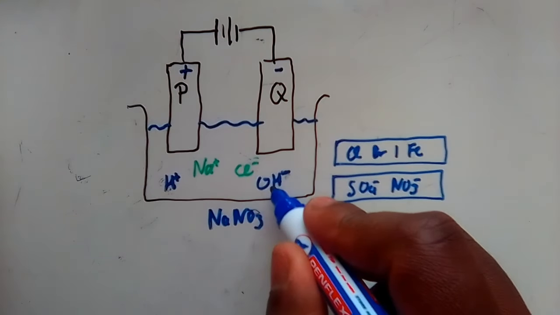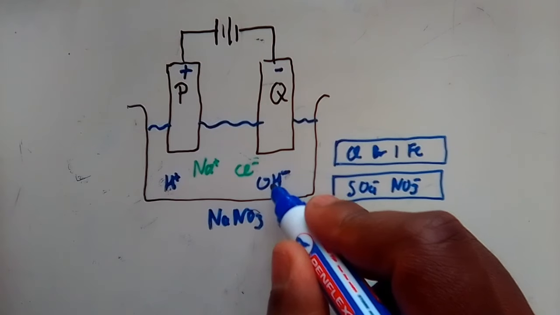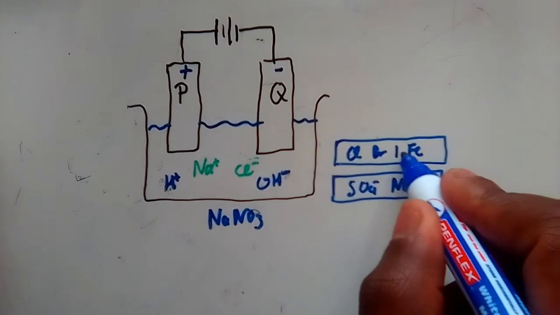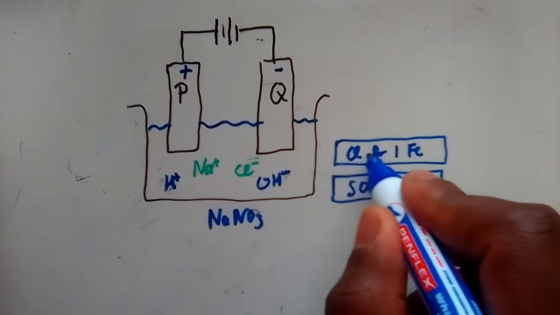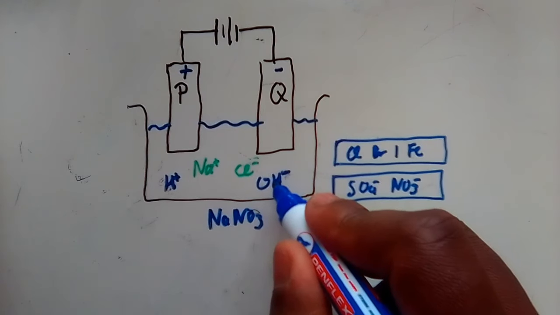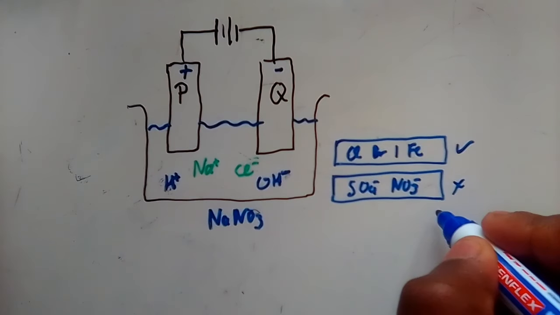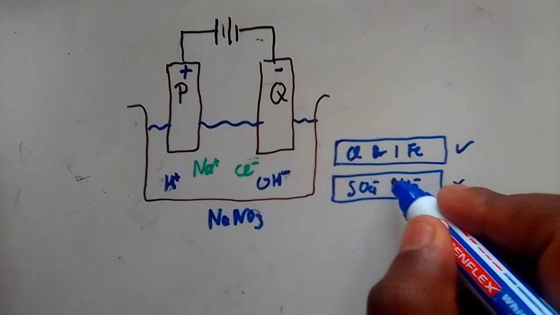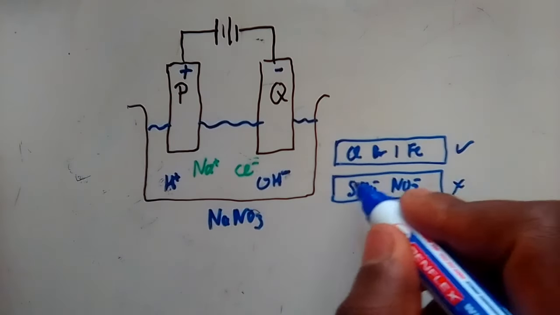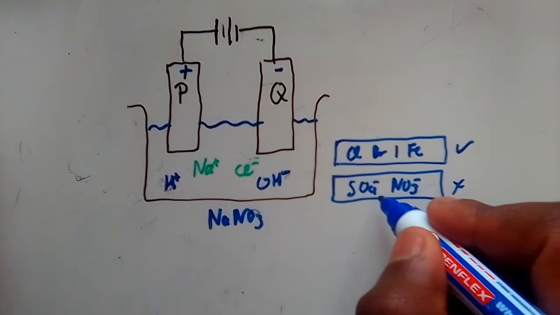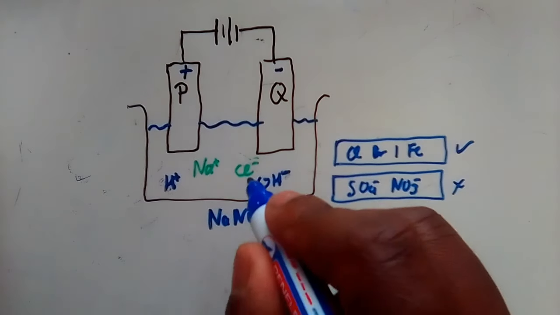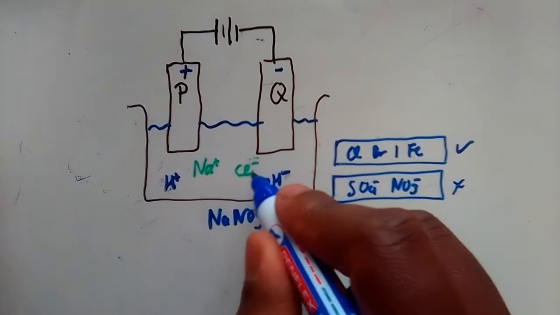OH would have been the one to be oxidized, right? So if it comes from this group, it will win over OH, meaning that this will be oxidized instead of OH. But if it comes from this group, then OH will be oxidized instead of this, right? So this group wins, this one loses. That's what you must memorize: the halogen group and the sulfate and nitrate group. That's how we determine which one wins between these two.